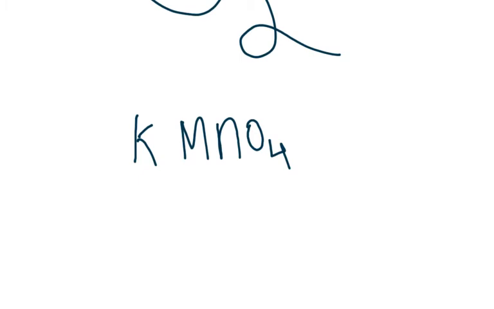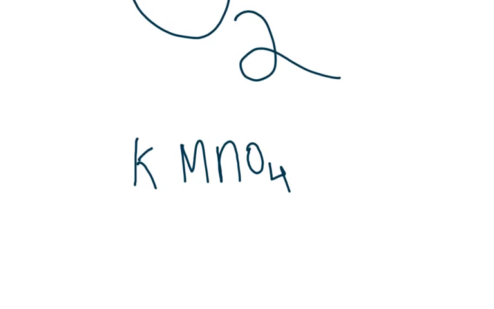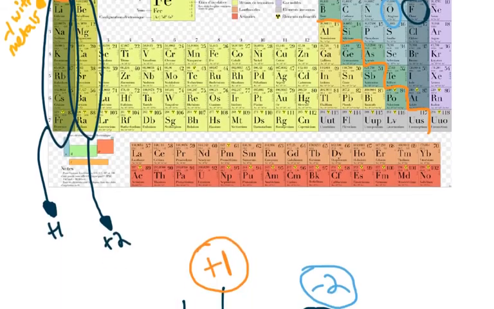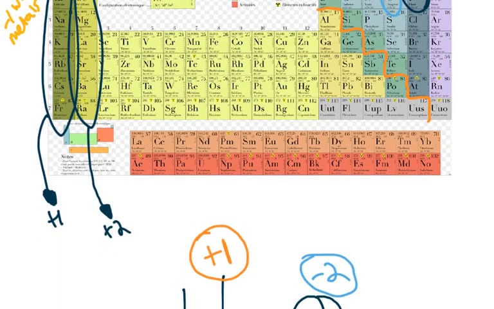So remember, actually, you know what? Let's go to our previous page and look at one important rule. Here we said that usually our first column in the periodic table, group 1A, will have a positive 1 oxidation state, and our second column, group 2A, will usually have a positive 2.